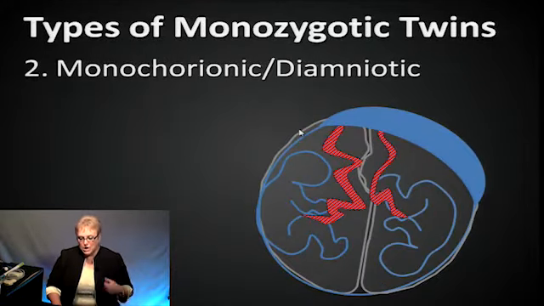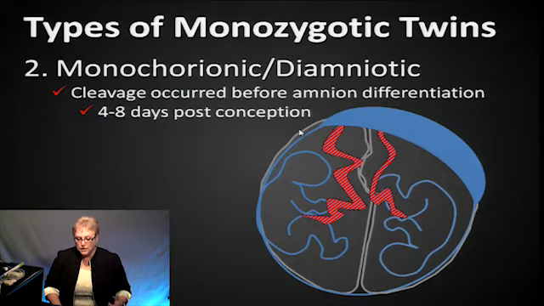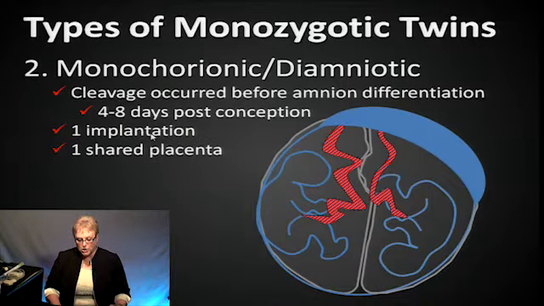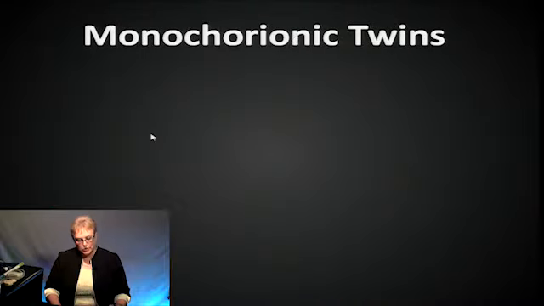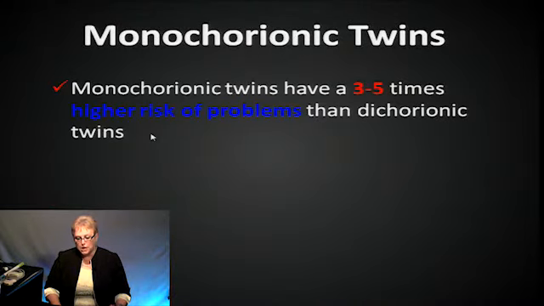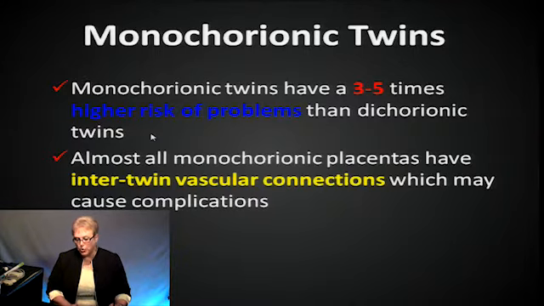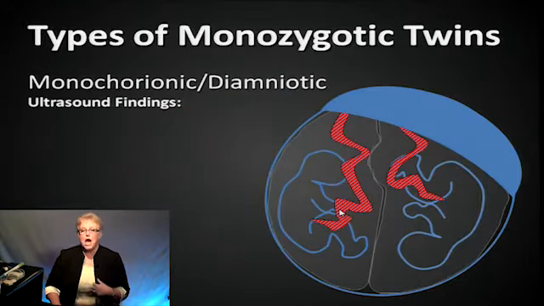Okay, monochorionic diamniotic, we have the cleavage occurs before the amnion differentiates, so 4 to 8 days post-conception. You have 1 implantation, 1 shared placenta, 1 chorion, but 2 amnions. You have 2 yolk sacs. But the monochorionic twins have 3 to 5 times higher risk of problems than the dichorionic twins. Almost all monochorionic placentas have some type of intertwin vascular connections, which can complicate the pregnancy. It's just how do they share equally or not?